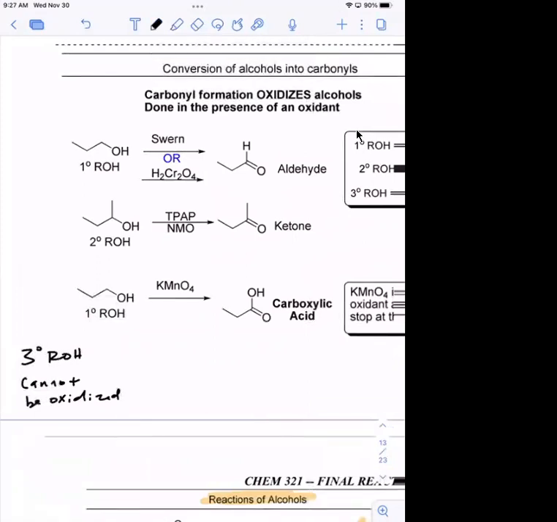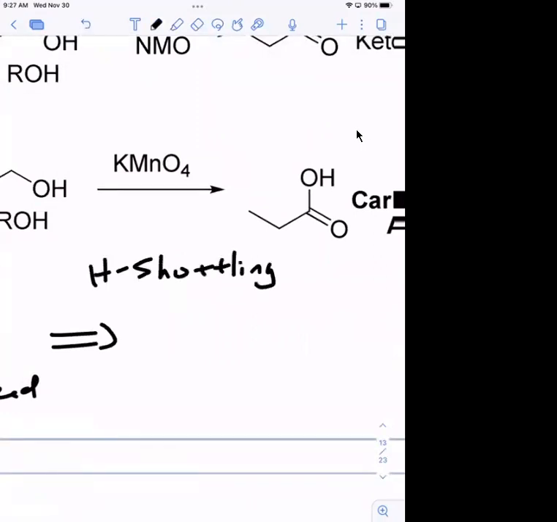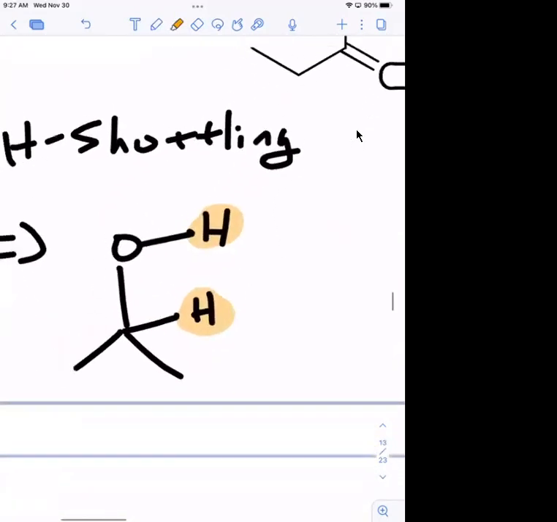When an alcohol gets oxidized up to a carbonyl, it has to be possible for that alcohol to do what's called hydrogen shuttling, right? So you need to be able to remove both of these hydrogens, the OH proton as well as the carbonyl proton.